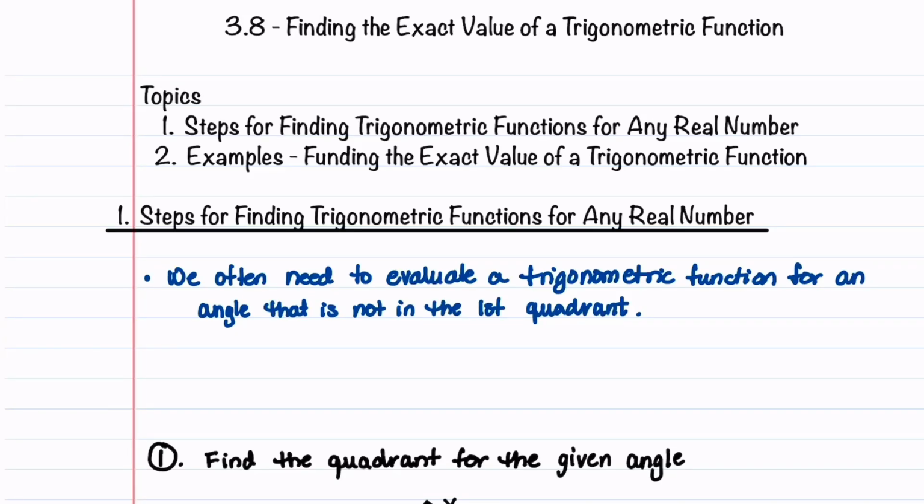In this video, I'm going to present steps for finding the value of a trigonometric function for an angle that is not in the first quadrant. We'll then work through example problems where we'll find the exact value of a trigonometric function for an angle in the second, third, and fourth quadrants.